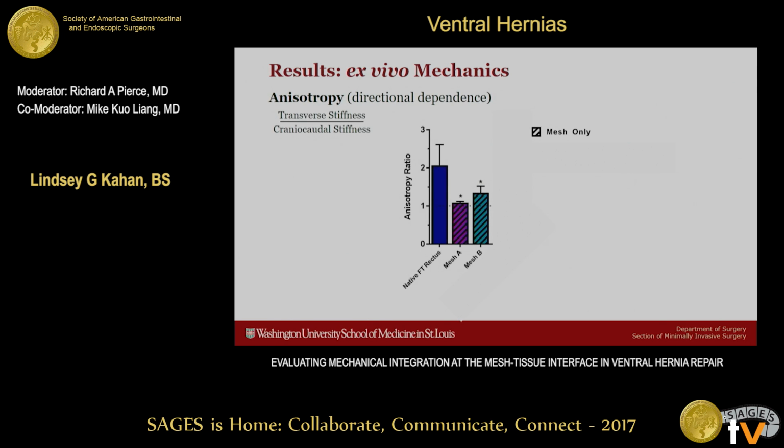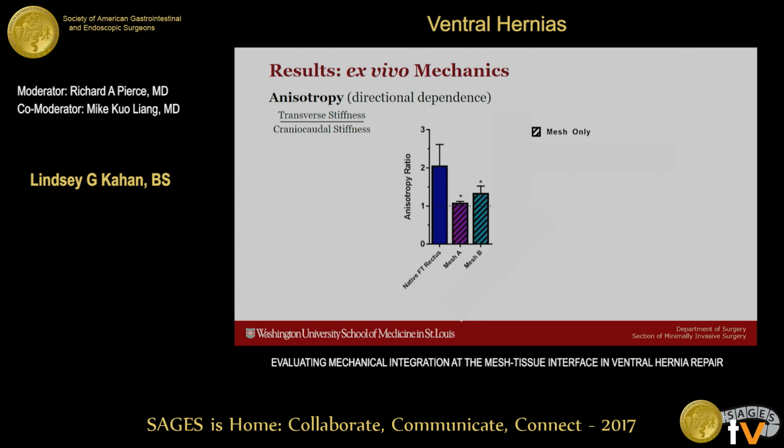And then the next parameter is anisotropy. And again, this is a directional dependence, so it's just the transverse stiffness as a ratio to the cranial-caudal stiffness. And this is an important clinical parameter to look at because while each section of the abdominal wall may exhibit similar stiffnesses in different areas, each section of the abdominal wall truly exhibits a unique anisotropy ratio based on those different stiffnesses. So the rectus area of the native abdominal wall in a full thickness rectus sample has an anisotropy ratio of 2. This simply means that the transverse direction is twice as stiff as the cranial-caudal direction.